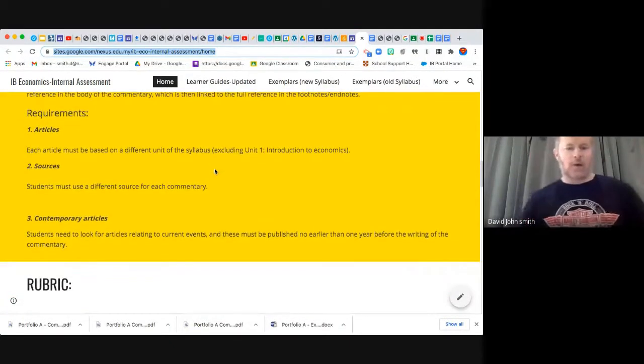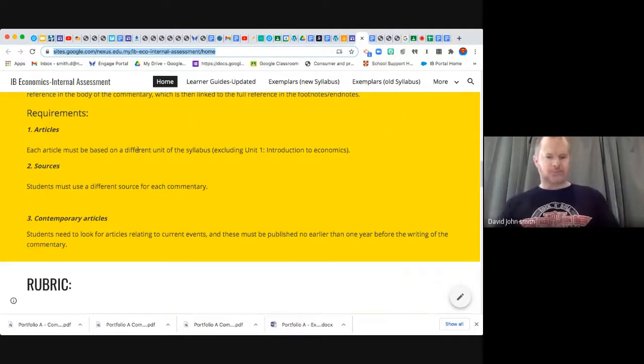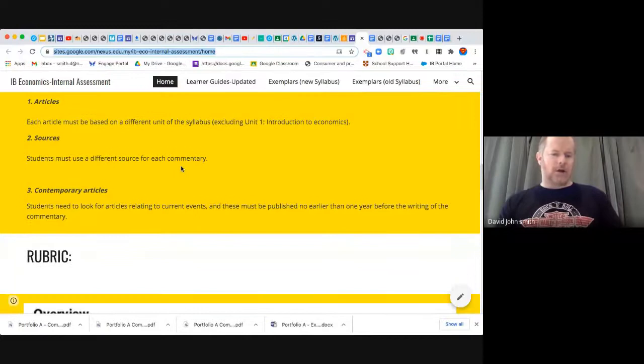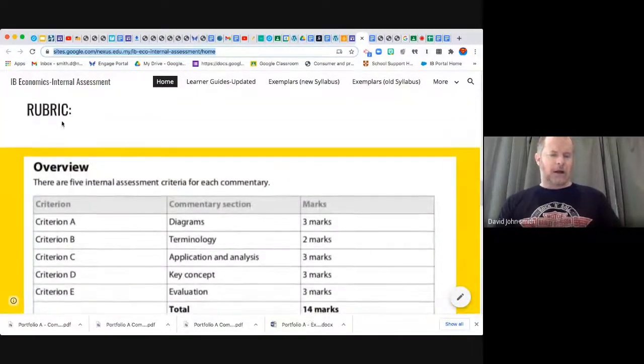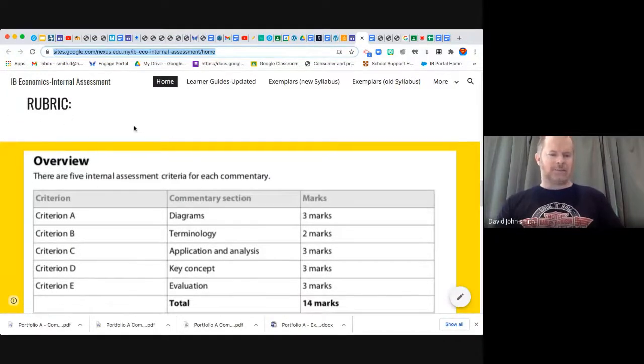Right, so what do we need? We need an article based on a different unit of the syllabus, except for Unit 1. You find your own source. It needs to be contemporary. Okay. Here we go. This is the rubric, or this is how things are marked.